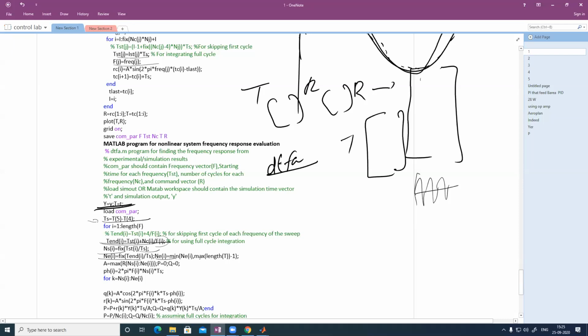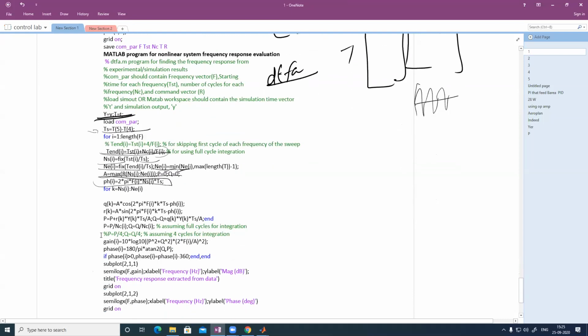And NE is the minimum of NEI, and A is the maximum of this; P and QR I am setting to 0, and phi I am measuring like this. We have to take the Fourier coefficient A cos(2 pi f t minus phi), that is q of k, and r of k is the sine of that, sine(2 pi f k ts minus phi). And this p and q I am updating. P is this one and q is this one.